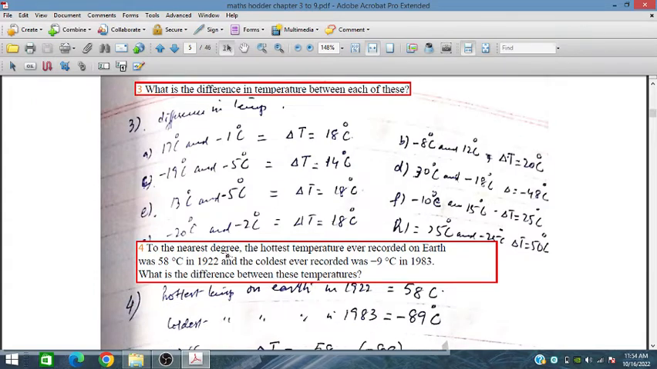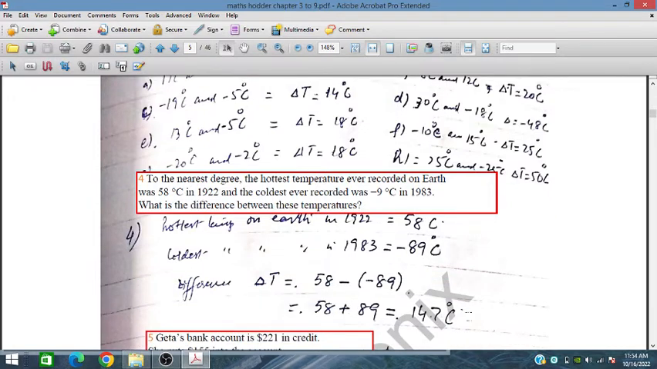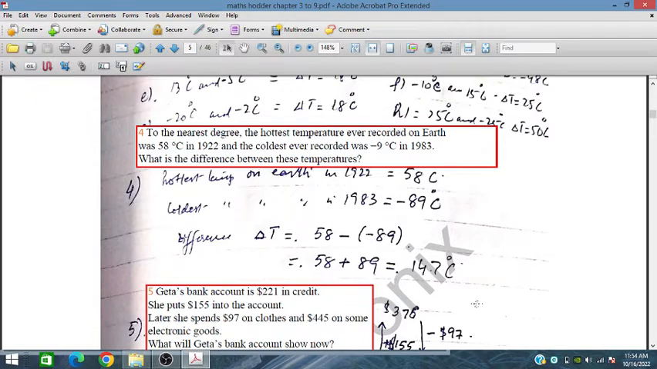To the nearest degree, the hottest temperature ever recorded on Earth was 58 Celsius in 1922, and the coldest ever recorded was minus 9 Celsius in 1983. What is the difference between these temperatures? So the difference between these temperatures was 147 Celsius.